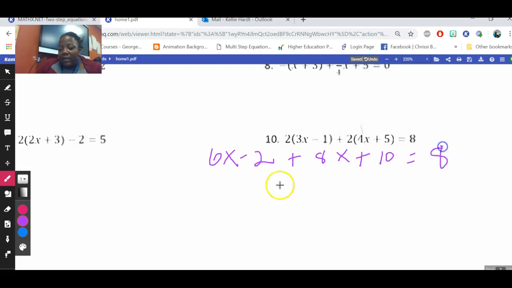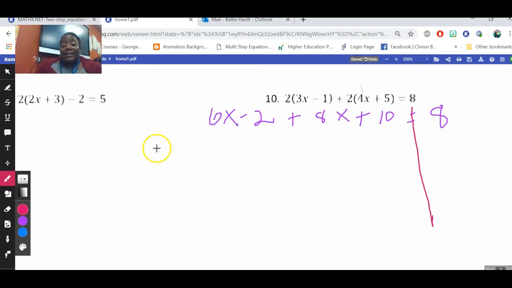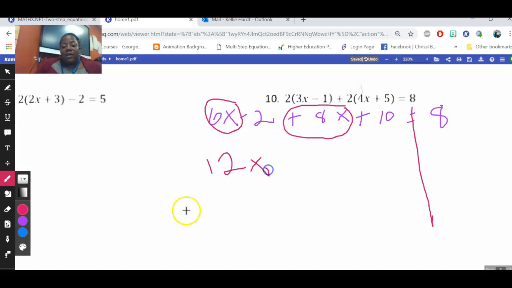Bring down my 8. Okay, so now I get to combine like terms. Ooh, we've got lots of like terms in this one. Check this out. I have a positive 6x and a positive 8x. So let's do these first. I have positive 6 and a positive 8. Combine means add, so that's 6, 7, 8, 9, 10, 11, 12. So this is 12x. And then we're going to combine a -2 and a positive 10.